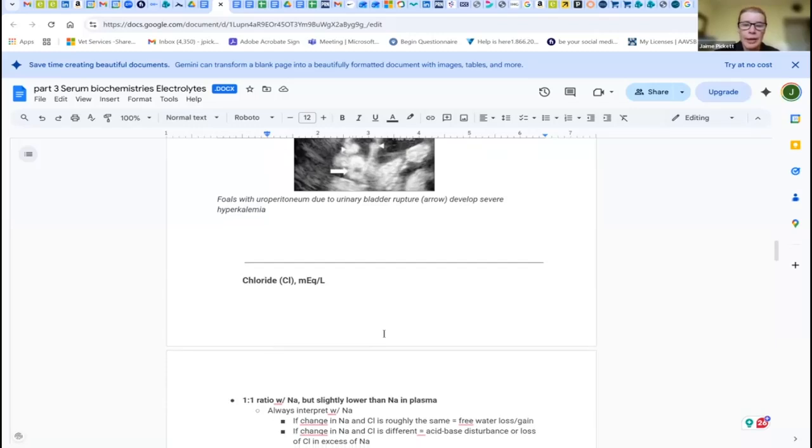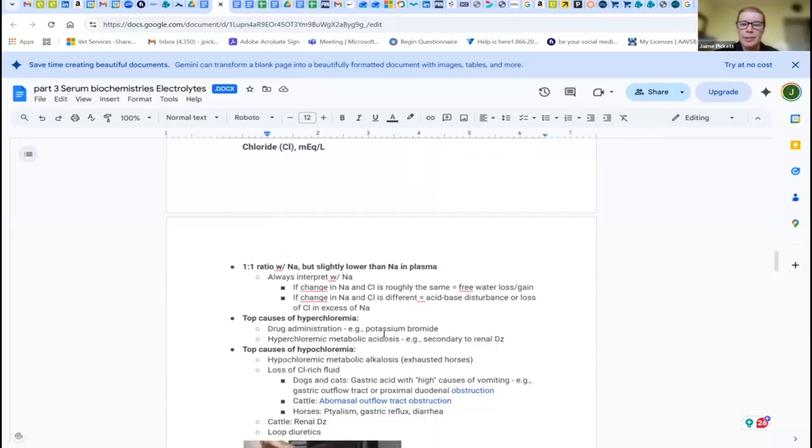So chloride, I think of as sodium's partner. I always interpret chloride alongside sodium. The two usually change together. If they don't, that's your acid-base clue. When sodium and chloride change by the same amount, think simple free water shifts like dehydration or overhydration. When sodium and chloride diverge, that's when you start thinking acid-base disorders or selective chloride loss.